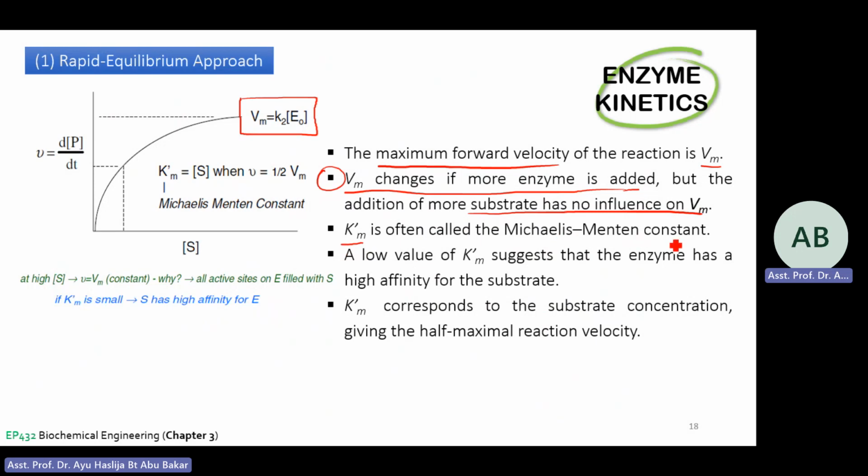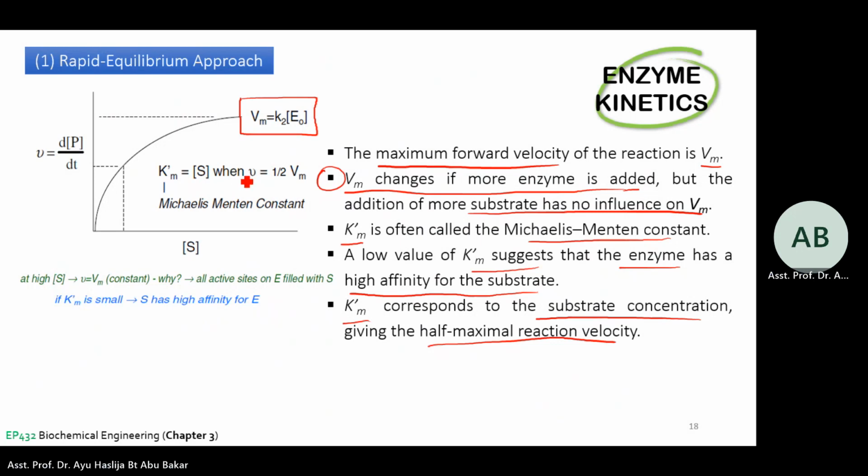So the Km is the MM constant. A low Km suggests that the enzyme has high affinity for the substrate. Km corresponds to the substrate concentration giving the half-maximal reaction velocity. So here, when Km equals S, the substrate, it is when V is equivalent to half of Vm. At this point, this substrate value is equivalent to the Km.